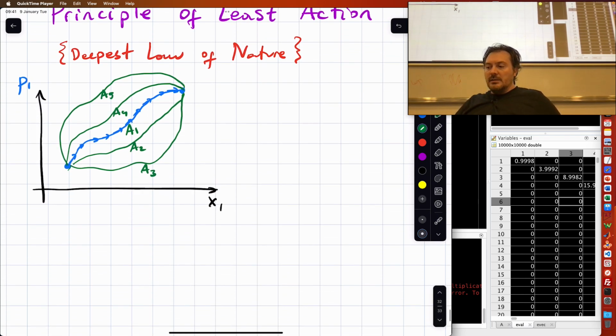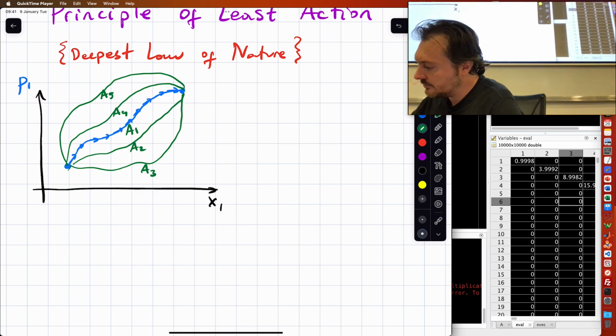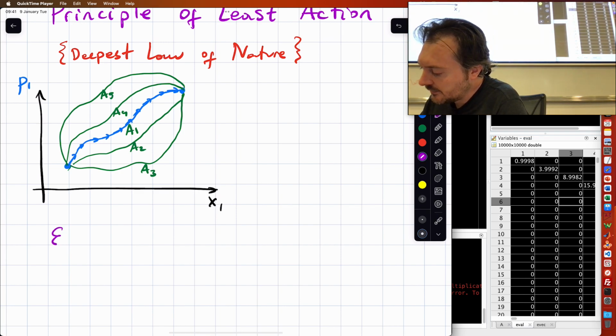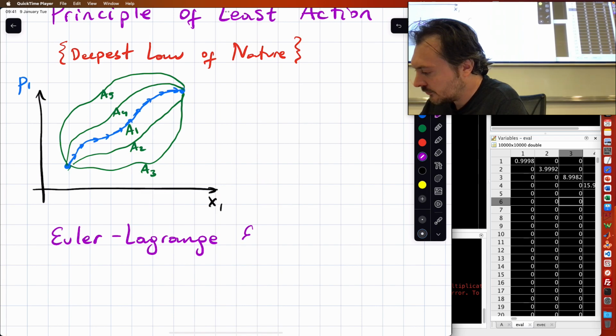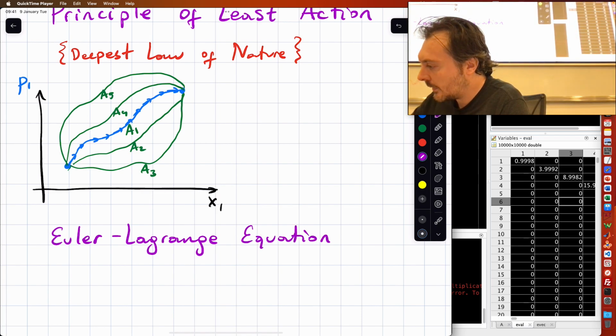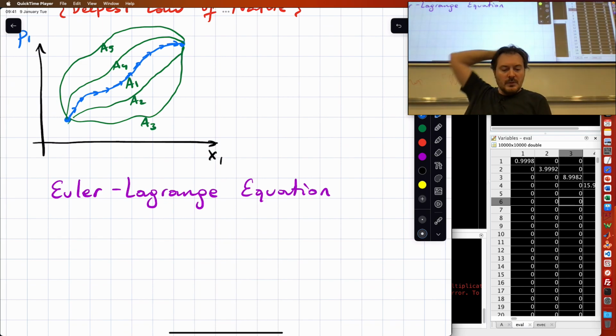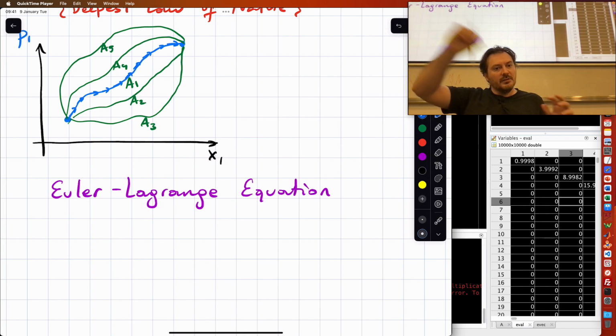So if you just find the path that minimizes the action, then you arrive at the Euler-Lagrange equation. So the Euler-Lagrange equation is derived as follows. You first start from this global view, and then you find the microscopic law that would make sure that the path taken is the one that gives us least action.